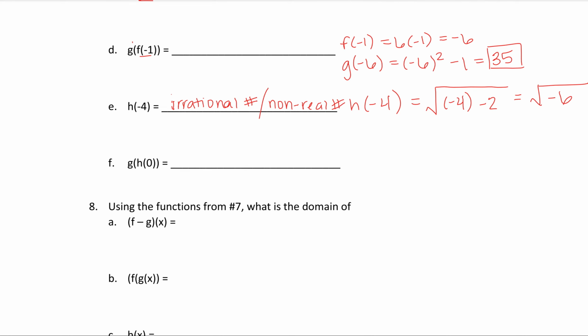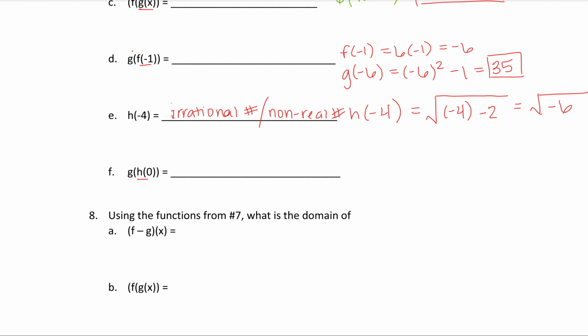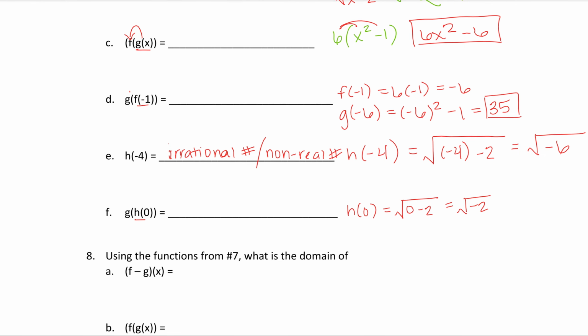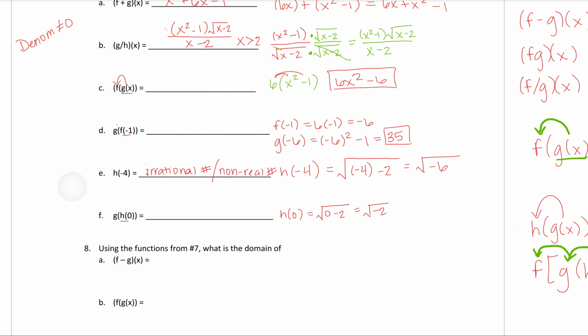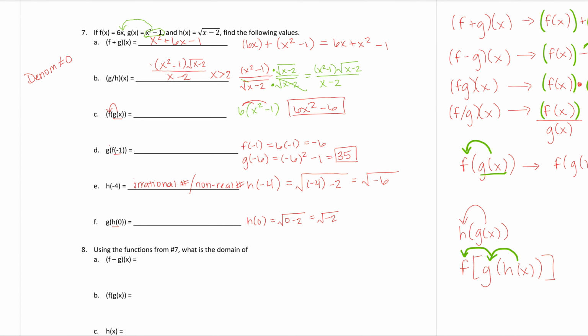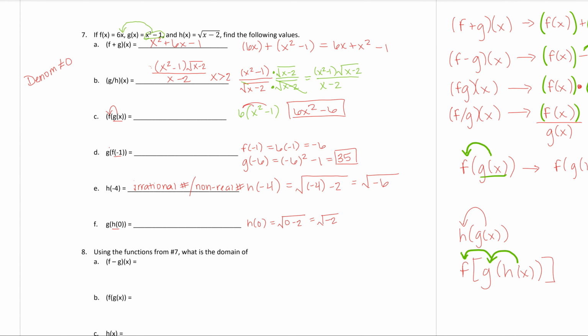Now, again, we're given h of 0, so we're going to take our 0 and plug it into h. So we get h of 0 first, which is equal to the square root of 0 minus 2. Well, 0 minus 2 is negative 2, the square root of negative 2. Well, we can't use that. So let's see, h of 0, and then we have to plug it into g. Actually, this might work out. All right, so we get a square root of negative 2.